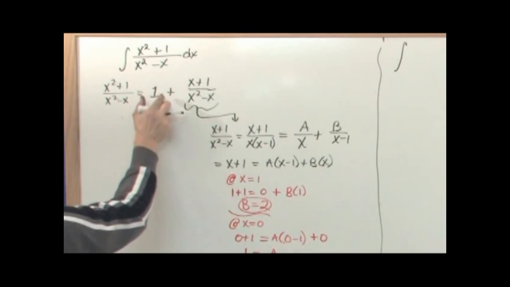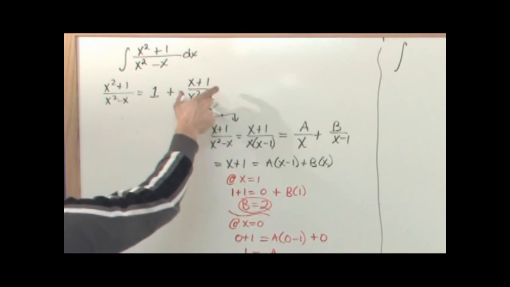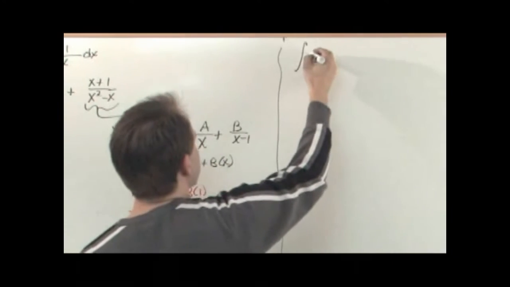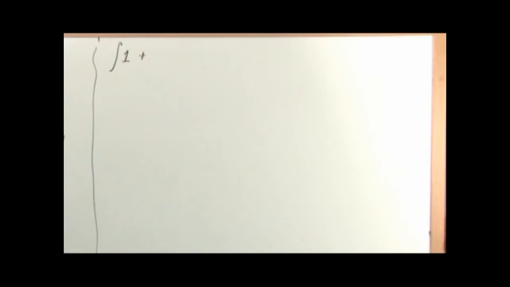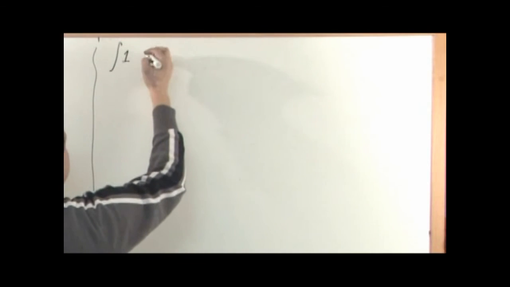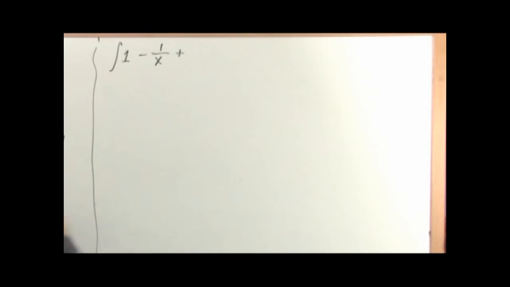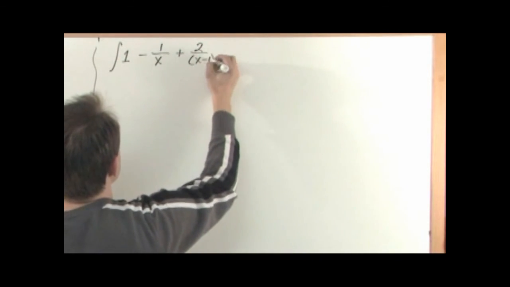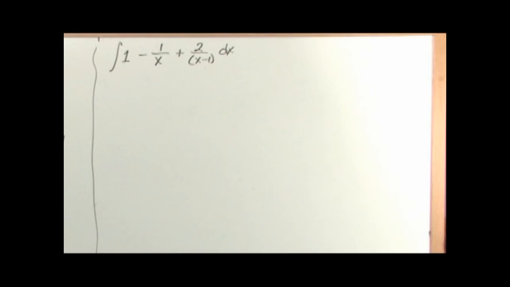We did the division, we got this plus this stuff, and we did a partial fraction on this. So the total integral is now going to be the integral of 1 plus a, which was given by negative 1, so it's going to be negative 1 over x, plus b, which was 2 over x minus 1, dx. So that's the integral in all of its glory.